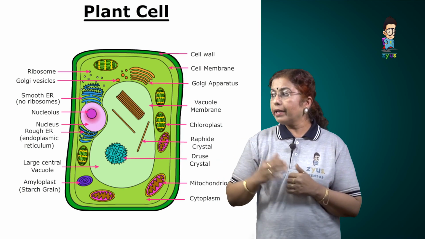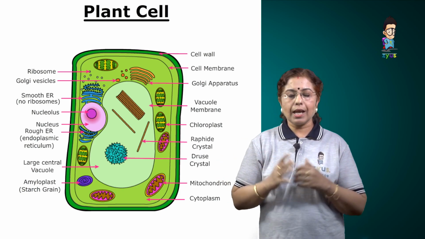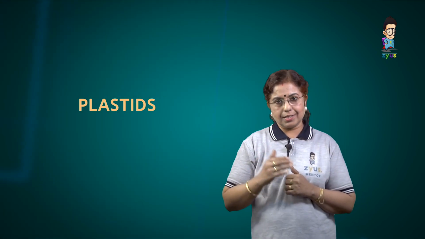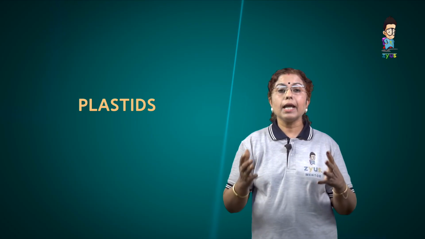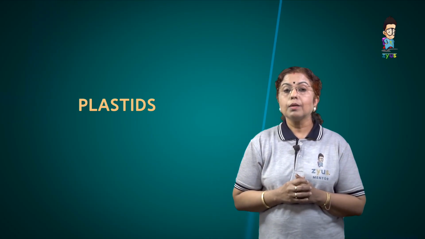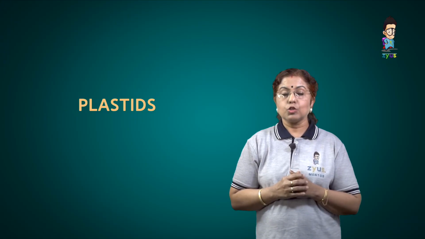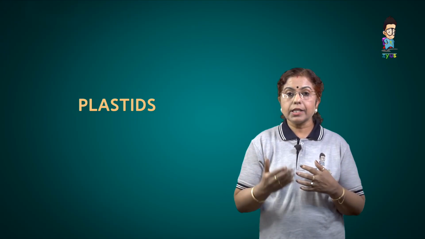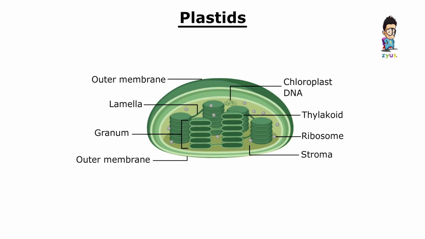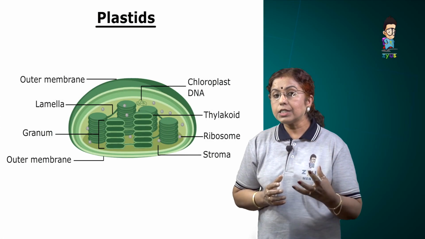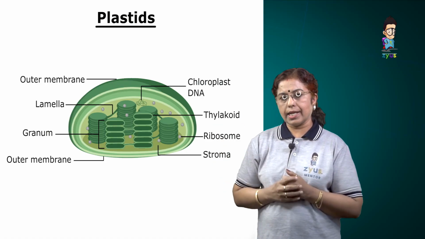The next organelle which is present only in plant cell is plastids. There are different types of plastids. You know, plastids give different colors to the plant body. So plastids are disc-shaped structures. Look at the diagram here. They are disc-shaped structures having a membrane outside, and it is filled with a fluid inside.